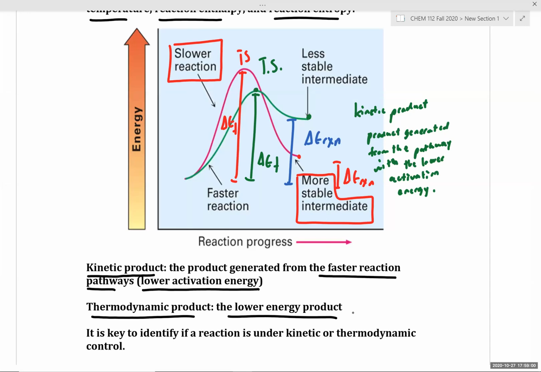Now, further, whether the kinetic or thermodynamic product is favored is highly dependent on the reaction temperature. And it's key to identify if a reaction is being run under kinetic or thermodynamic control. And that is highly dependent on the temperature that you're running the reaction. So does this idea of kinetic and thermodynamic product make sense?